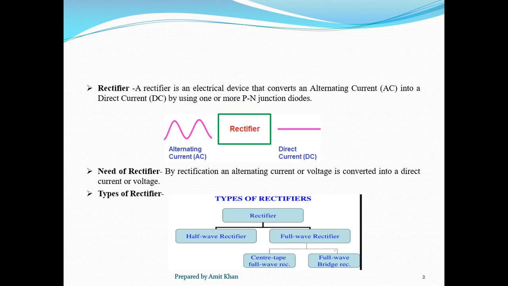Next comes, what is the need of a rectifier? By rectification, an alternating current or voltage is converted into a direct current or voltage. Next comes, what are the types of rectifiers? Rectifiers are mainly of two types, that is half-wave rectifier and full-wave rectifier. The full-wave rectifier is further divided into two types. One is center tap full-wave rectifier and another one is full-wave bridge rectifier.